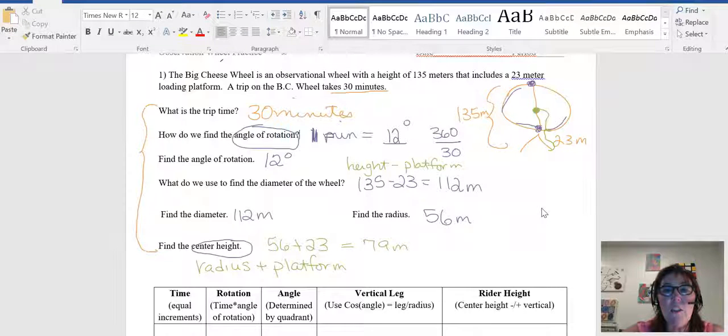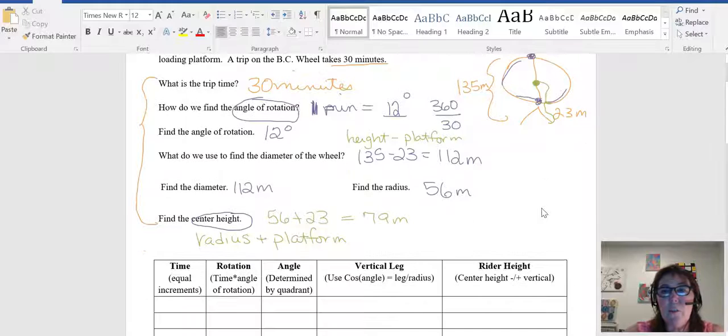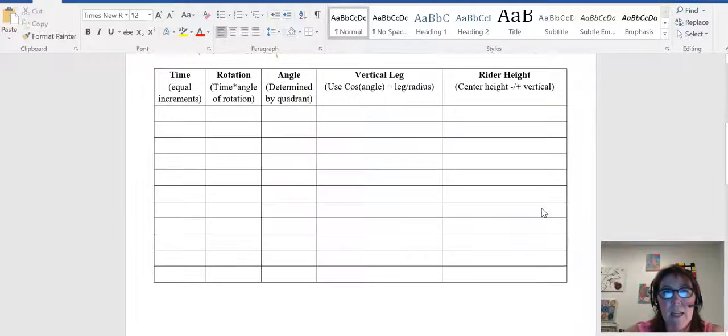So the first thing I want to do is show you how you would do this if you were doing it by hand. If I were doing this by hand, the first thing I would do is take my trip time, which starts off at 0 time all the way up to 30 minutes. And what I want to do is divide this in equal increments. A lot of times I'll do something where I go, okay, this will be 5 minutes, 10 minutes, 15 minutes, 20 minutes, 25 minutes, and then 30 minutes down here at the very bottom.